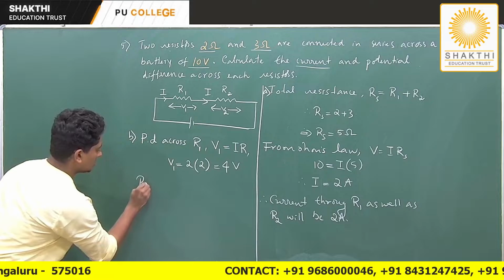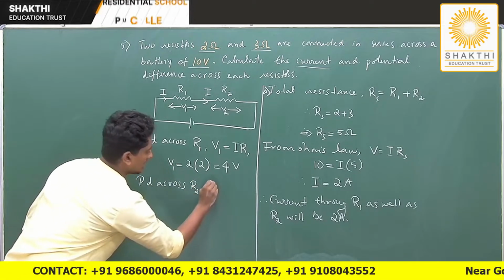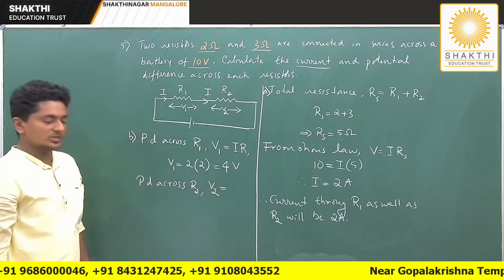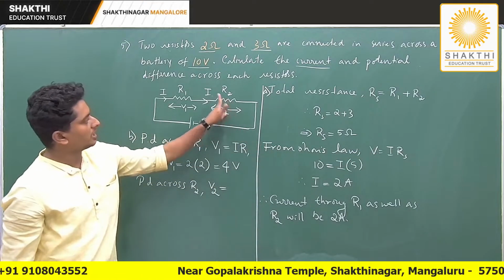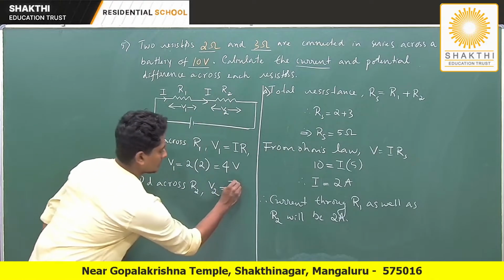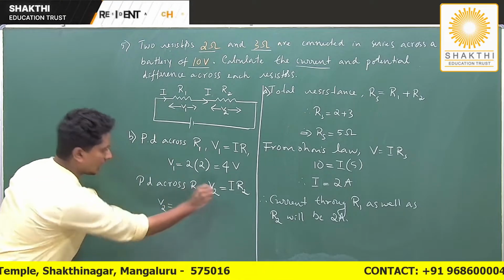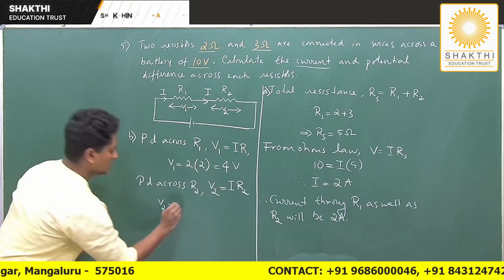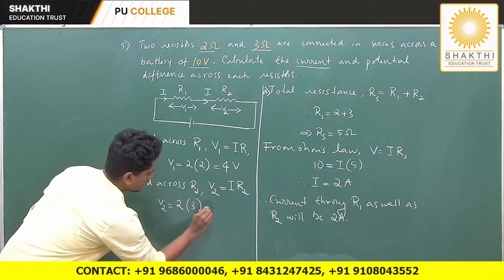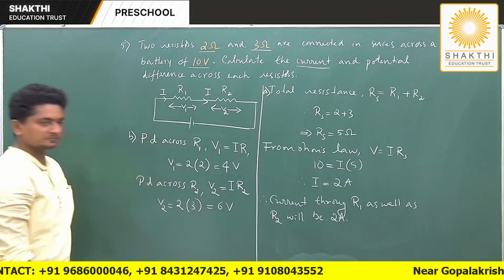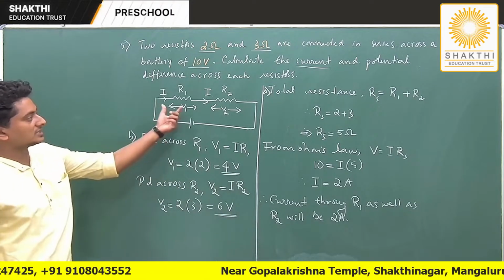Similarly, potential difference across R2, I take it as V2. V2 I have to find out. V is equal to IR we already have. So V2 will be I into R2. So V2 will be I, which is the same for both the cases, which is 2, into R2. R2 is 3. So your answer is 6 volt. So 4 volts and 6 volts are the potential differences across these two resistors.